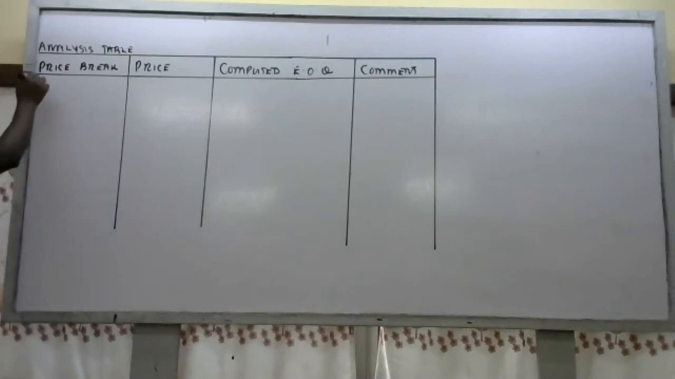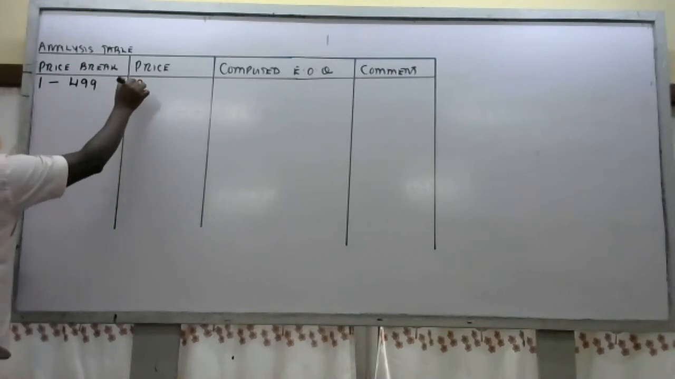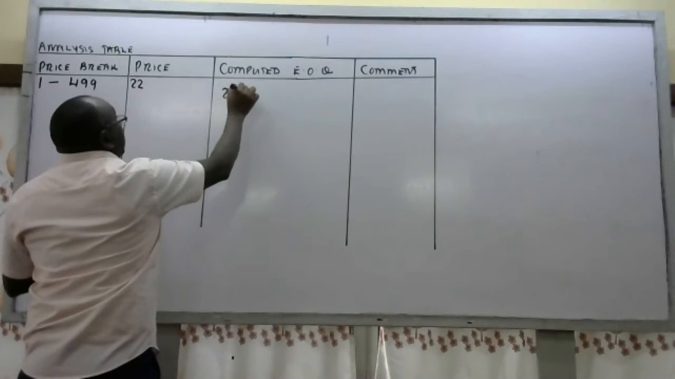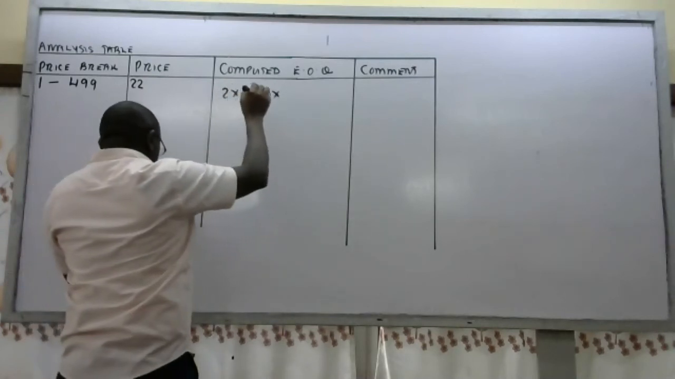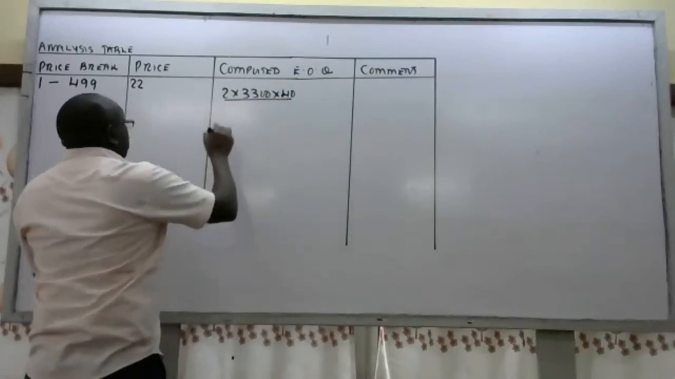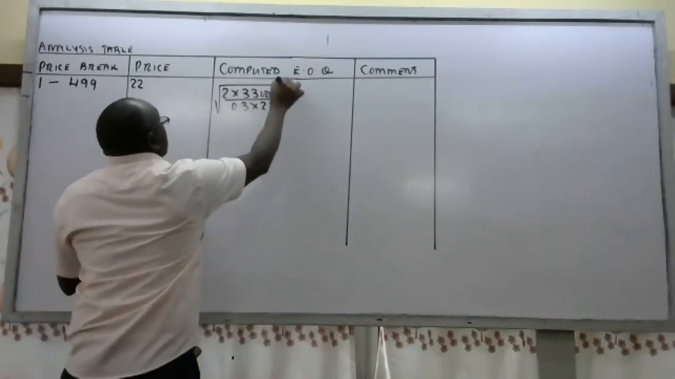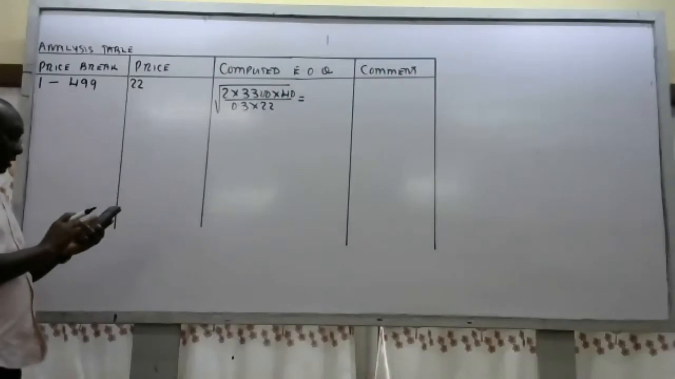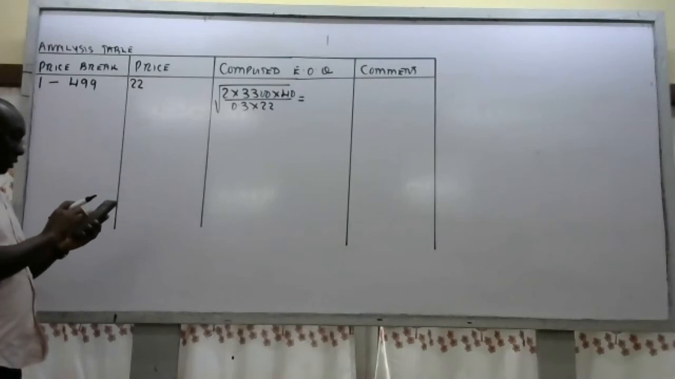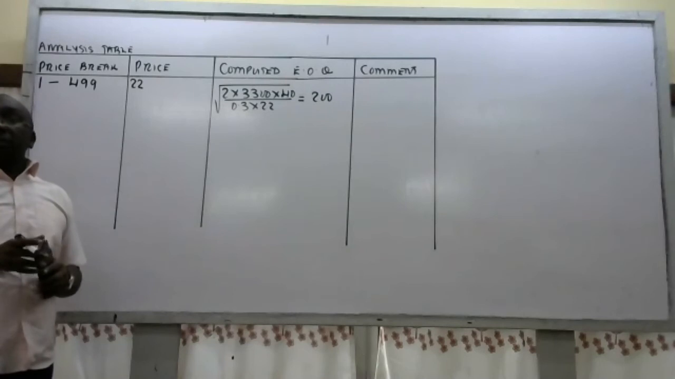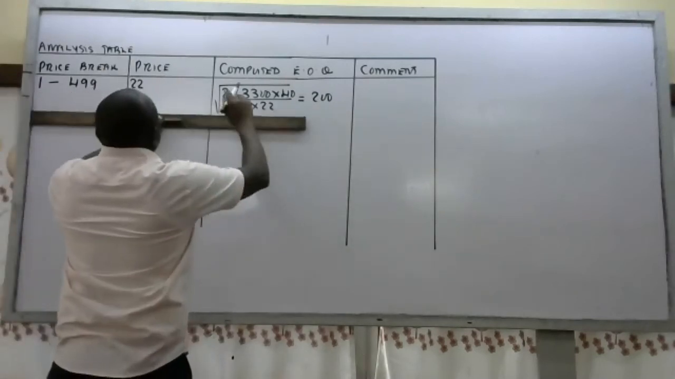So this one, if you buy between 1 and 499, they are selling to you at 22 shillings. So the EOQ here will be the square root of 2 times 300 times the ordering cost we are told is 40, divided by 0.3 times 22. Square root of that is 200. You have to get that from here before we make the comment.